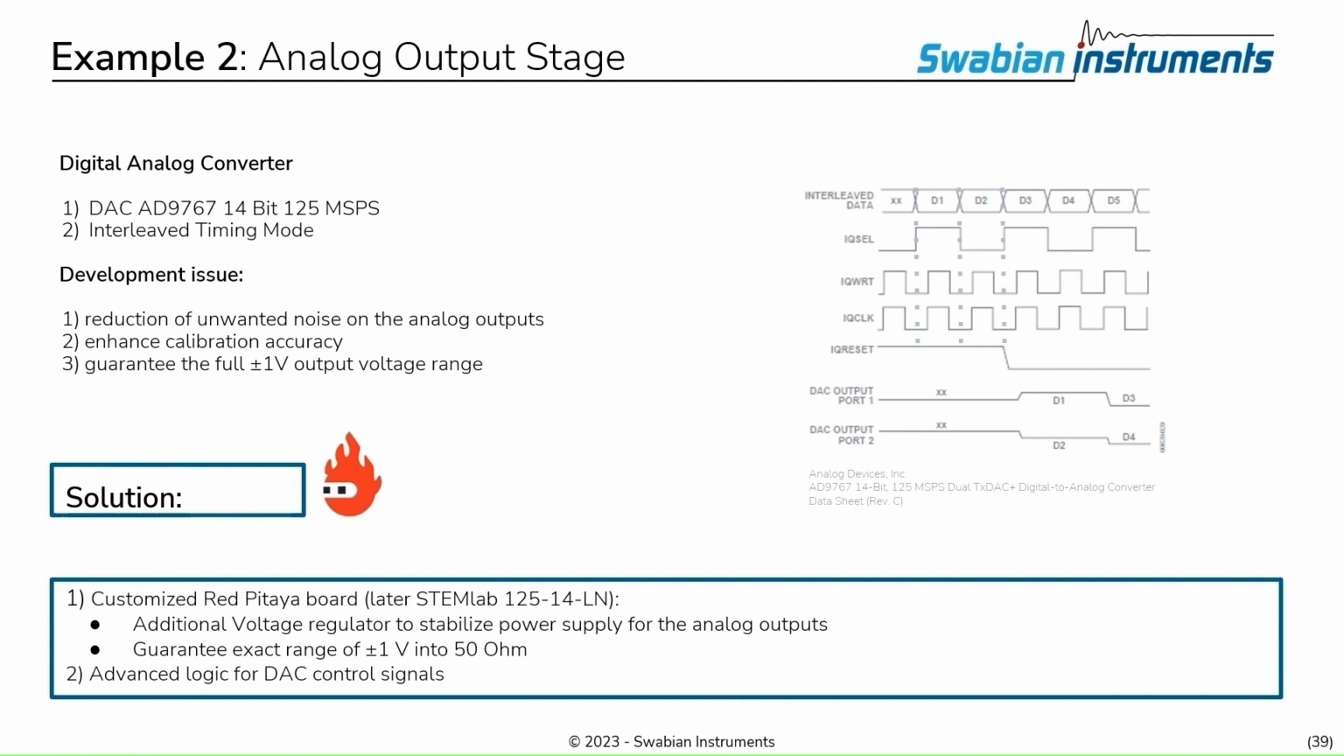The Red Pitaya board had already been provided with the possibility to add this voltage regulator, so part of the noise issue had already been on the radar. In addition, the LN board has a slightly modified output stage to guarantee a voltage range larger than ±1 volt into 50 ohm, so it is precisely ±1 volt after calibration. Furthermore, we added some advanced logic to the DAC write enable signal to reduce additional noise which results from the crosstalk of the digital control and data signals of the digital analog converter.